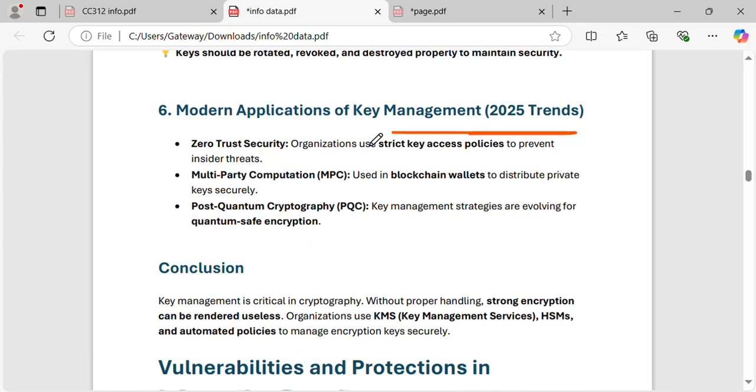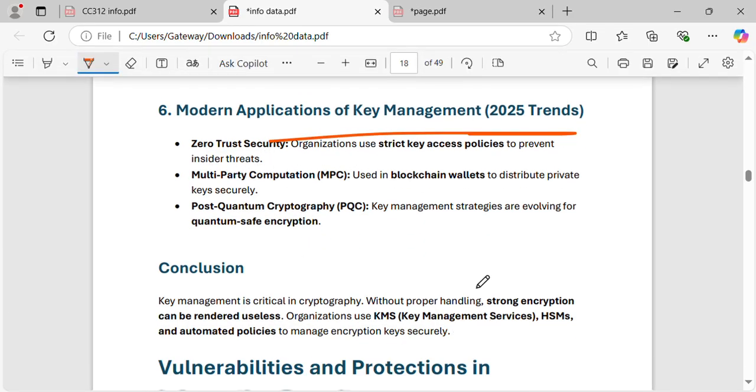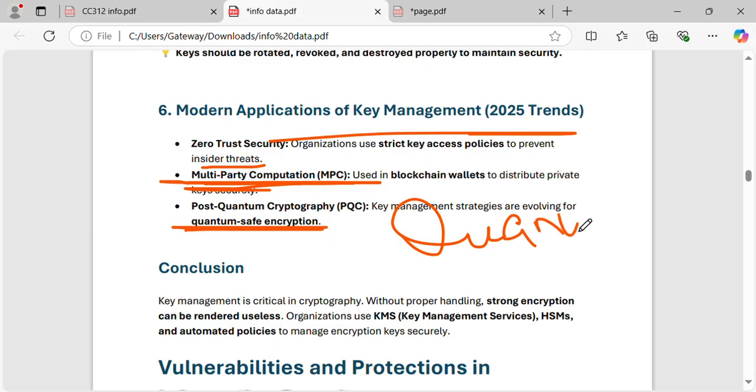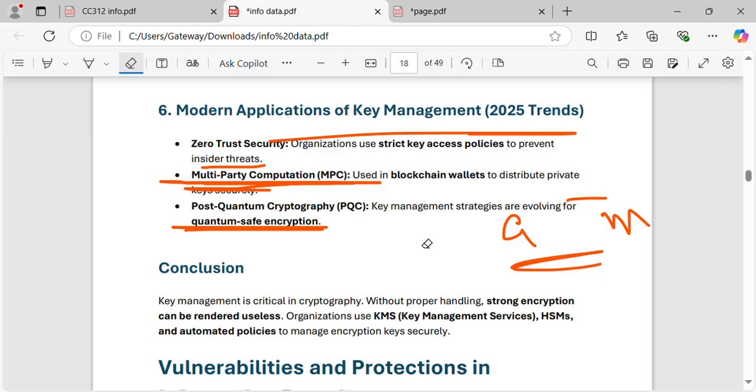Modern applications: Zero Trust security. Organizations use strict key access policies to prevent insider threats. Multi-party computation is used in blockchain wallets to distribute private keys securely. Post-quantum cryptography: key management strategies are evolving for quantum-safe encryption. As you know, quantum computers are coming up, so there are chances that more encryption technologies will also come up to encrypt data efficiently.